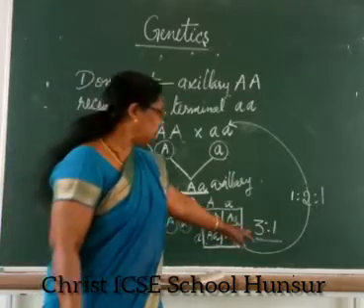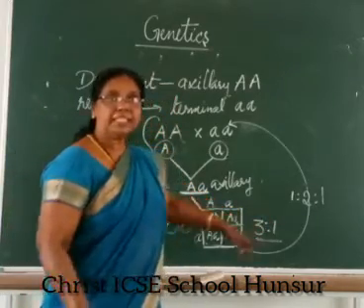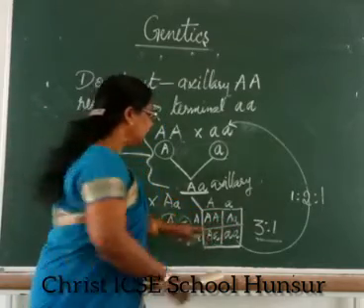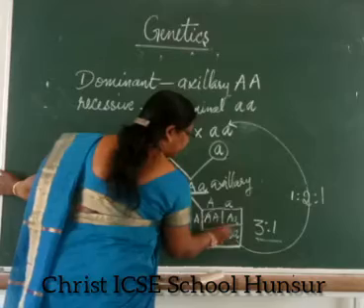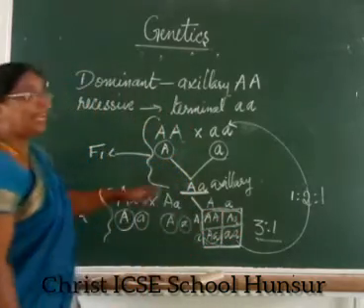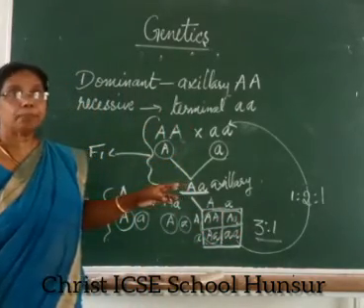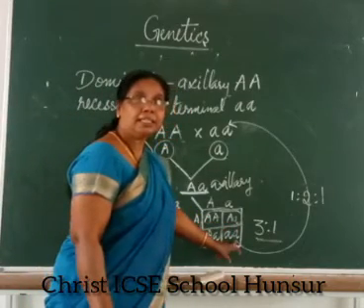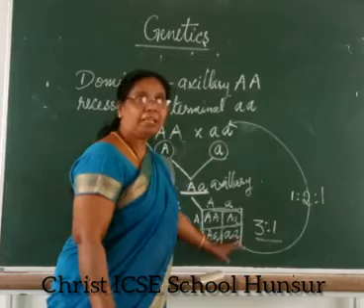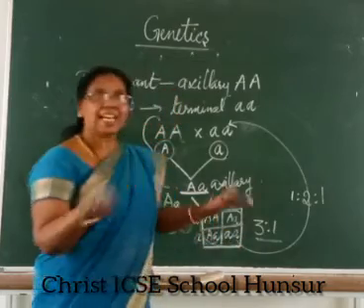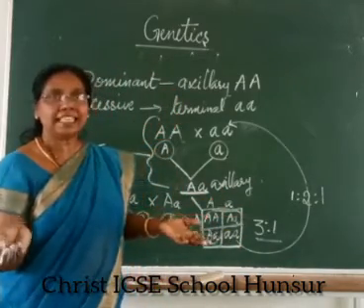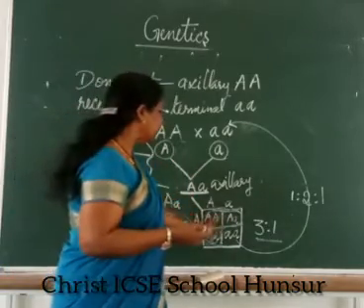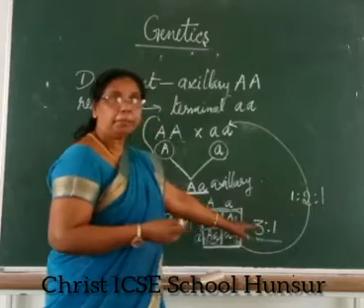Understood? Phenotypic means externally. Here you can see externally that these three plants have axillary flowers, whereas the other plant, the last one, has terminal flowers. So this is externally visible. We can see it clearly. That's why it is phenotypic, meaning it is visible. So 3:1 is the phenotypic ratio.